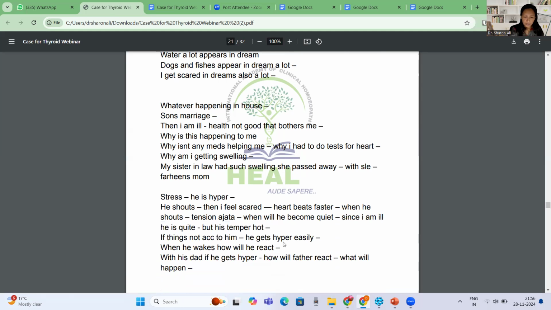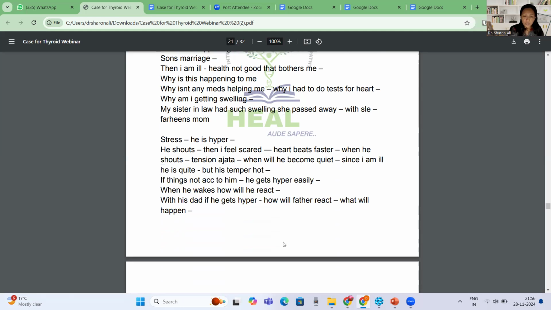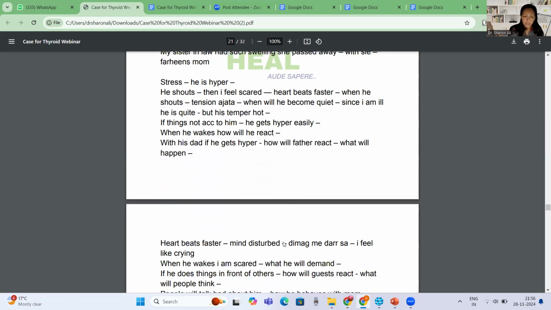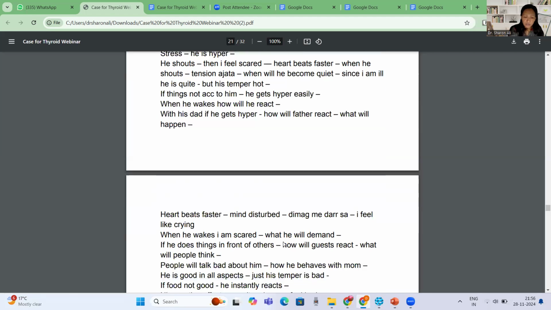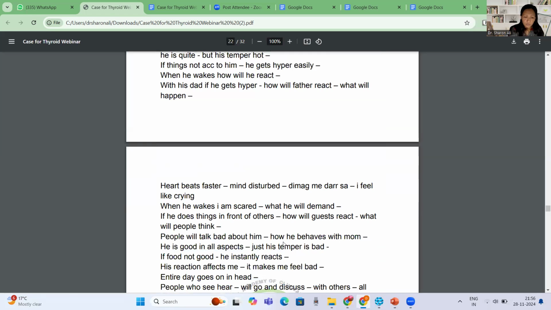Okay. And then she's always worried. How will he react? What will happen? Then the heart beats faster. She gets disturbed. There's always fear. Then I feel like crying. When he wakes up, I'm scared. What will he demand? What if he does things in front of others? How will guests react? What will people think? People will talk bad about him, how he behaves with mom. He's good in all respects, just his temper is bad.